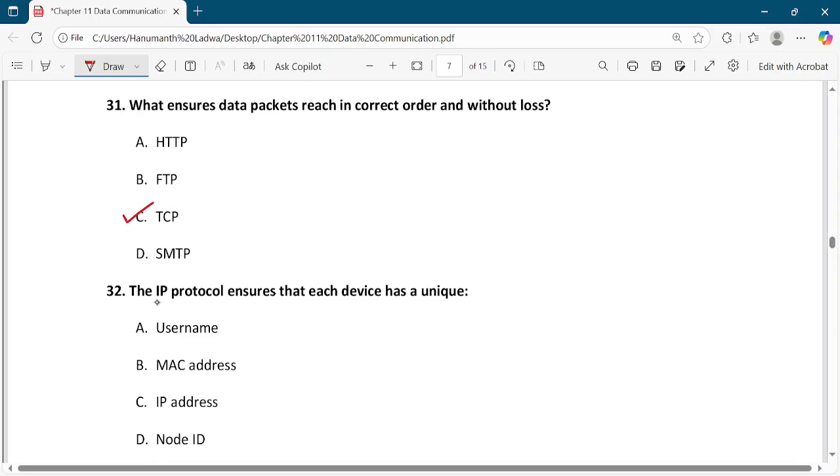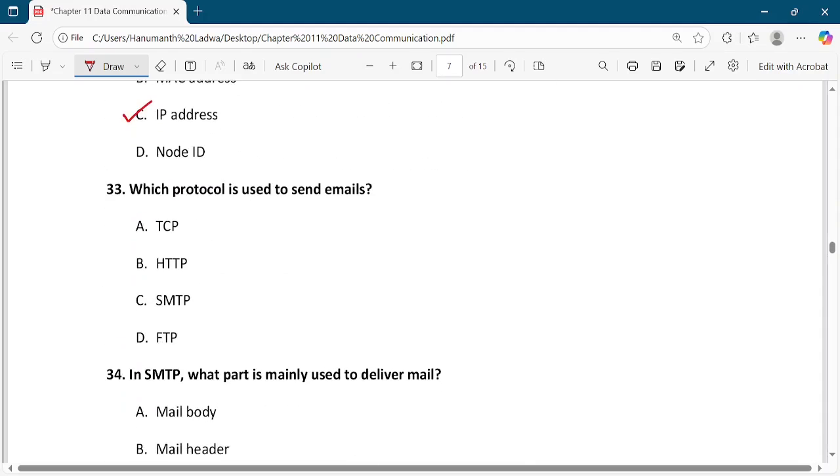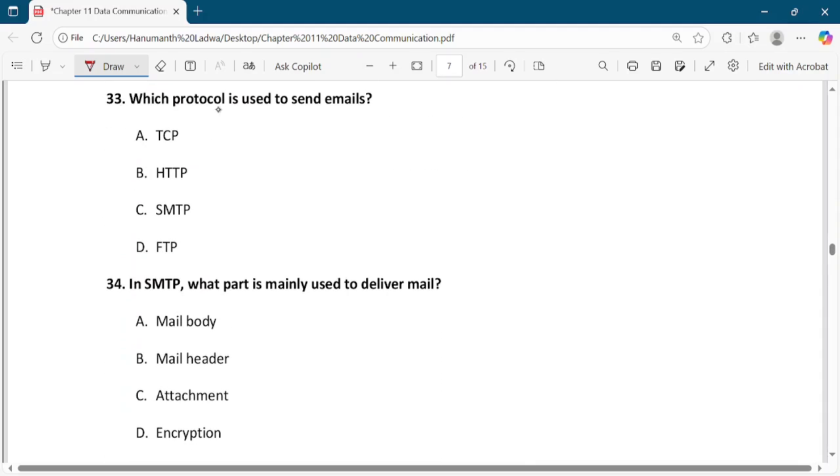Question number 32. The IP protocol ensures that each device has a unique, option A username, B MAC address, C IP address, D node ID. Here option C IP address is the right answer. Question number 33. Which protocol is used to send emails? Option A TCP, B HTTP, C SMTP, D FTP. So here option C SMTP is the right answer. That is Simple Mail Transmission Protocol. Hence option C is the right answer.